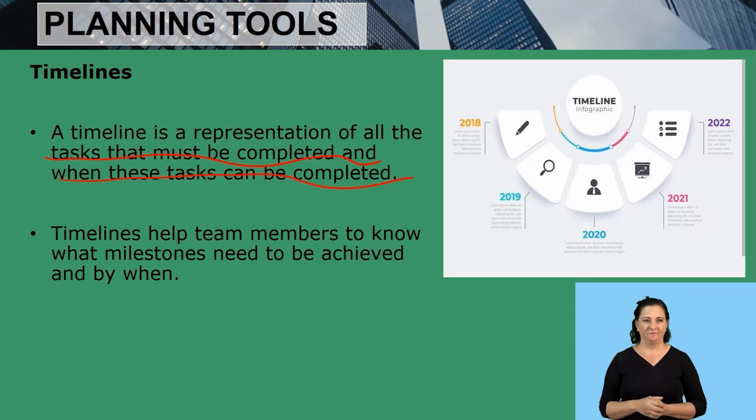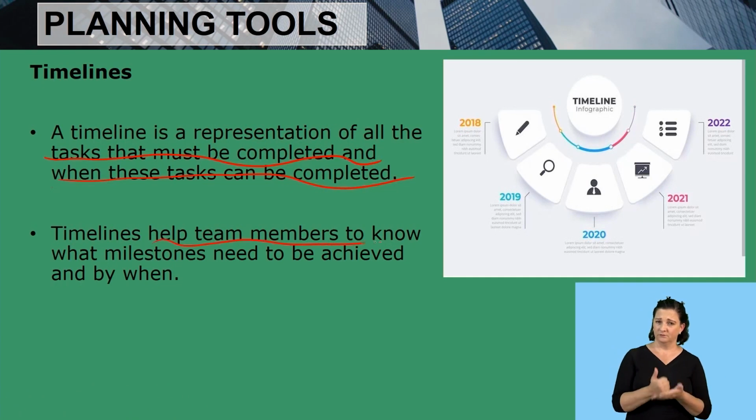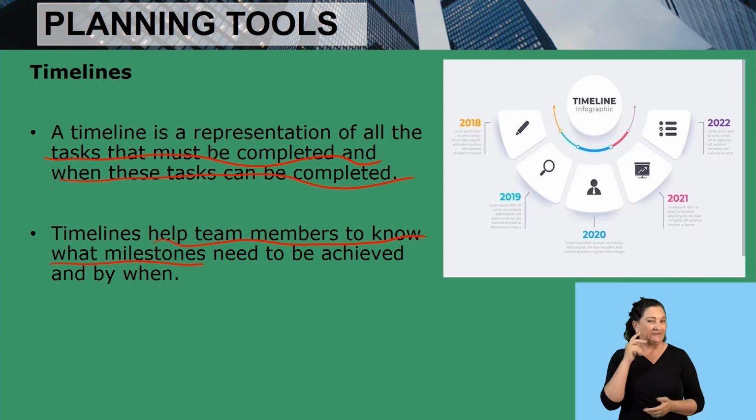Timelines help team members to know what milestones need to be achieved and by when. Through the timelines, we can see which activities have to be done and by when they should be completed. So they assist team members to know exactly what activities have to be done and by when those activities have to be completed. They see those activities on a timeline.